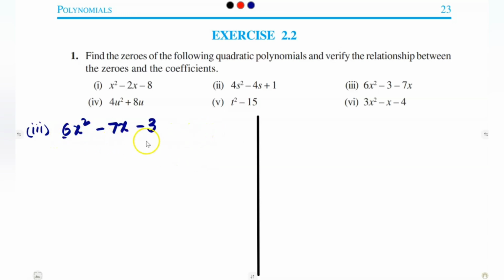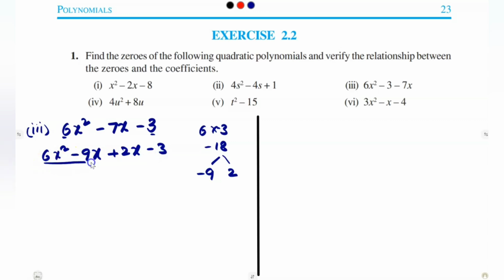So for that, let us find the factors of 6 times 3, which is 18. Actually, since it is minus 3, it is minus 18. So we need to find the factors of minus 18 in such a way that if you add the integers, you should get minus 7. The factors are clearly 9 and 2, since 9 twos are 18. Minus 9 into plus 2 gives you minus 18, and minus 9 plus 2 gives you minus 7. Right?